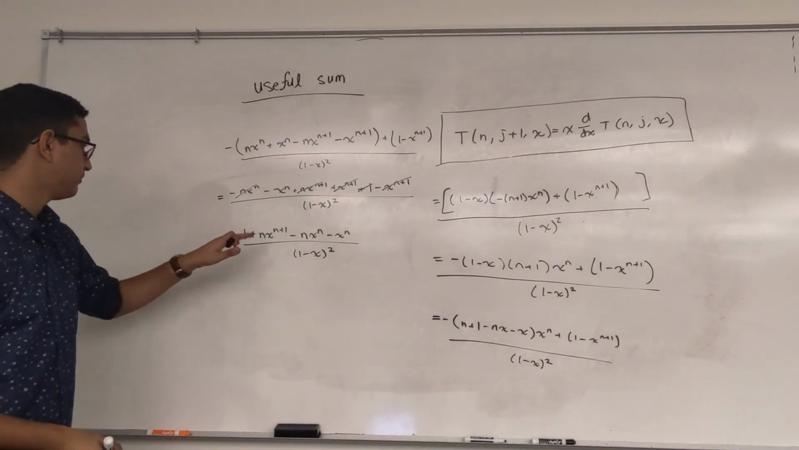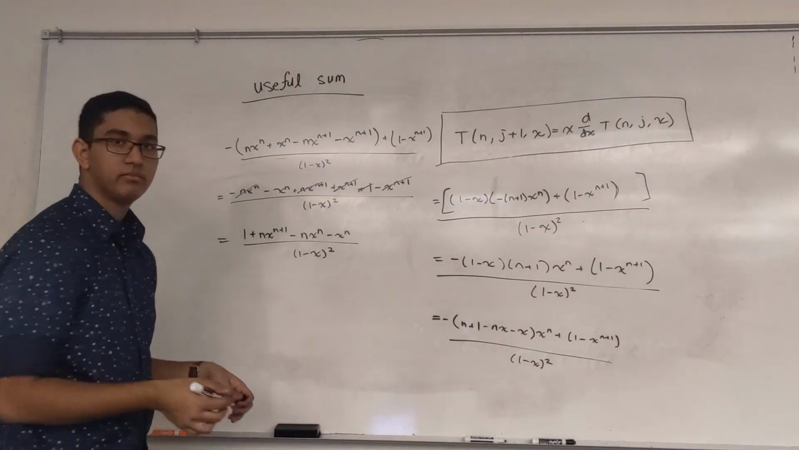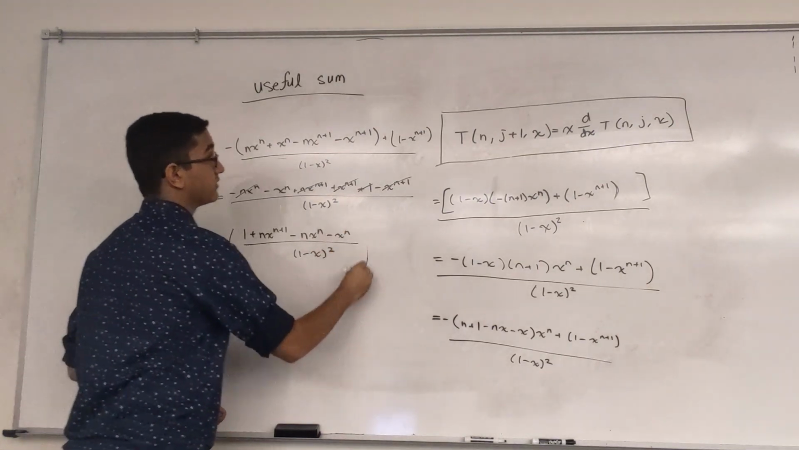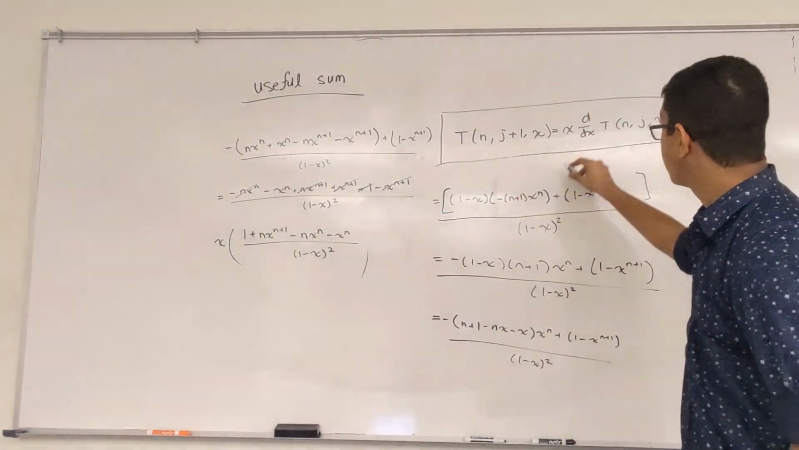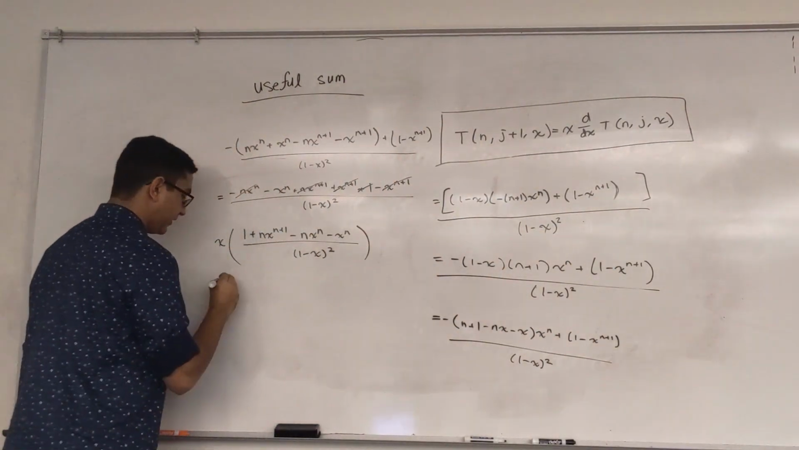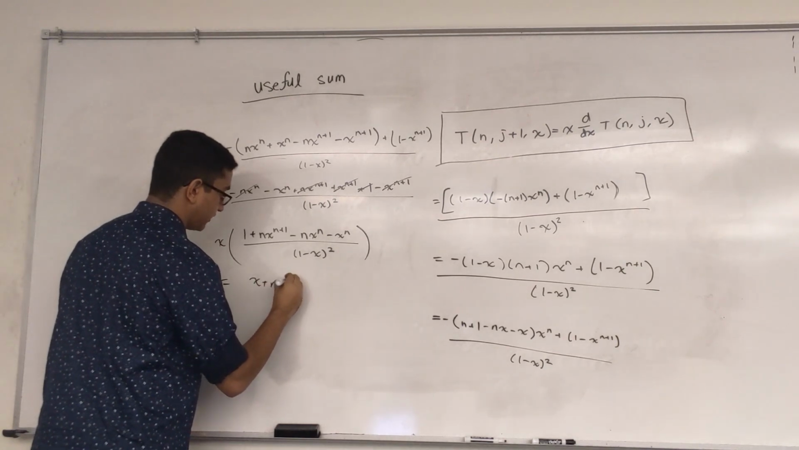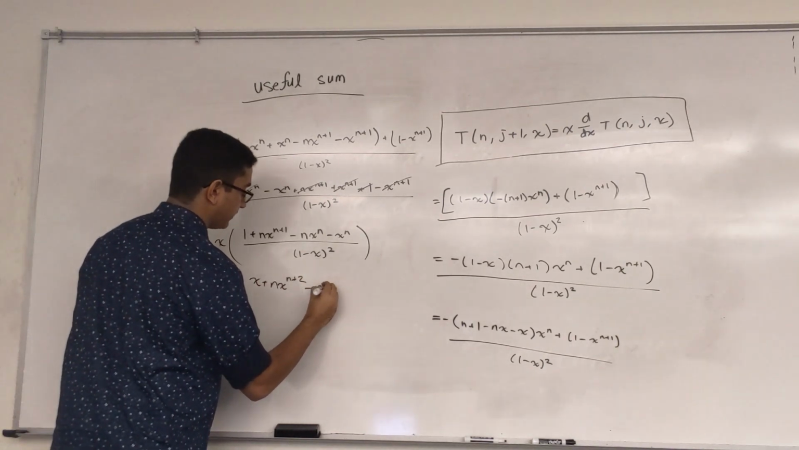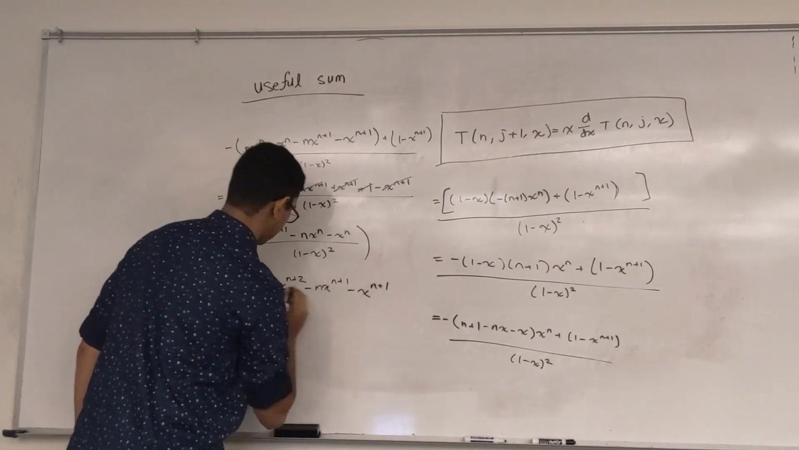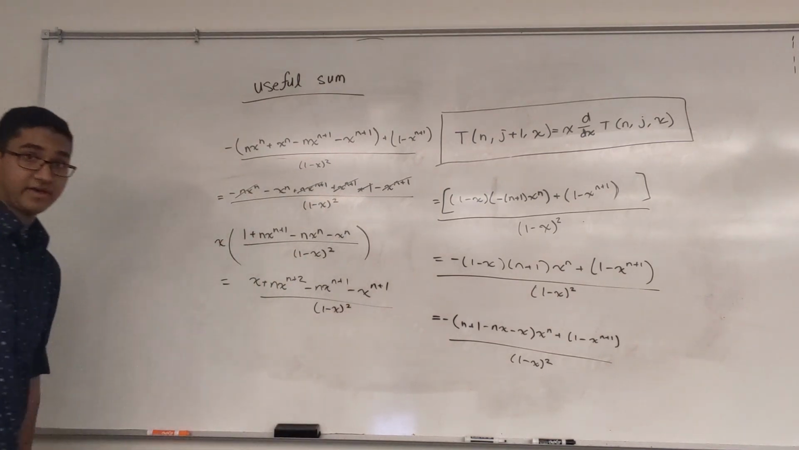We can't actually pull out much from here, but what we can't forget is that we have to multiply this by x because of this x that's here. So we'll multiply this entire thing by x, and we get x to the n plus 2 minus nx to the n plus 1 minus x to the n plus 1, all over 1 minus x squared, like that.